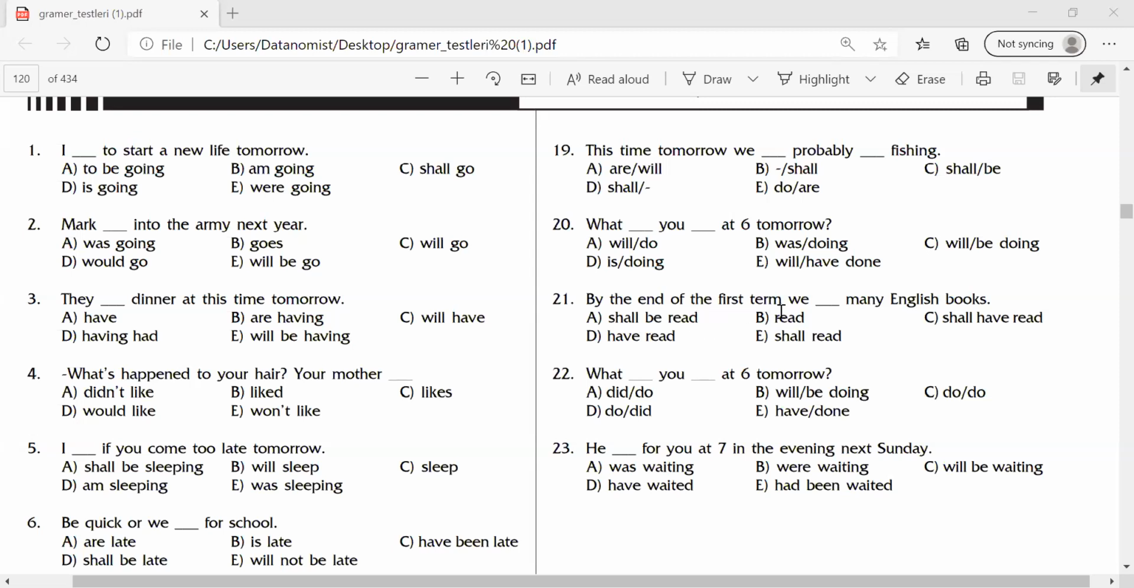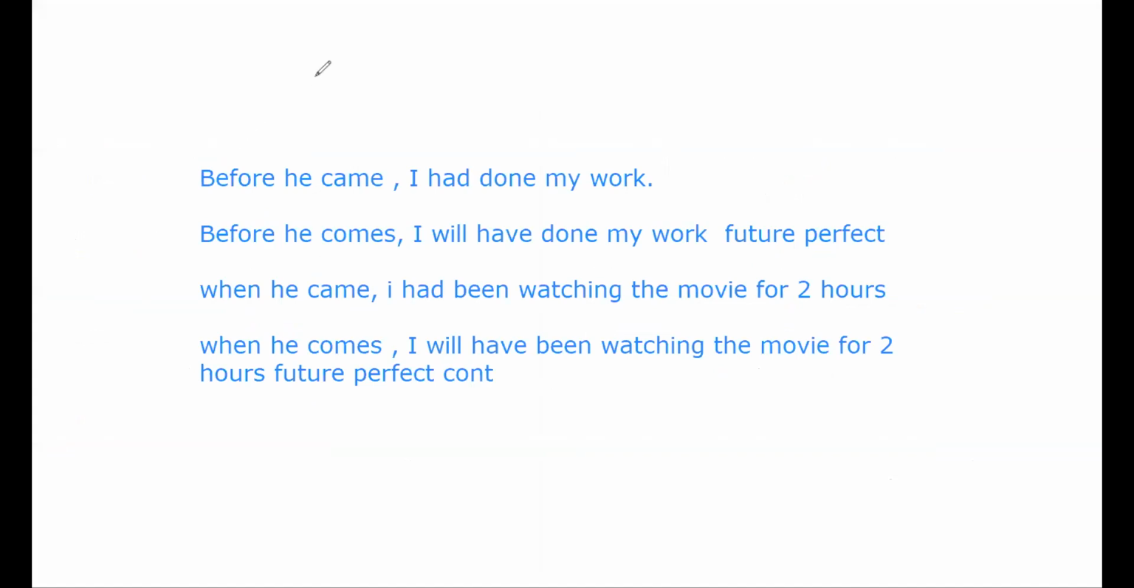By the end of the first term, before point of time, whenever I talk about before some point of time in future, will have plus V3, but here I have shall have plus V3. I don't mind. Shall have, right? Fine. Guys, future part is this. Now I want to talk about something. Okay. Right.